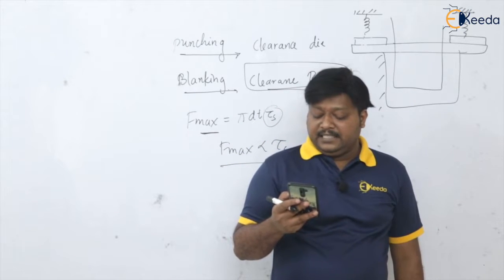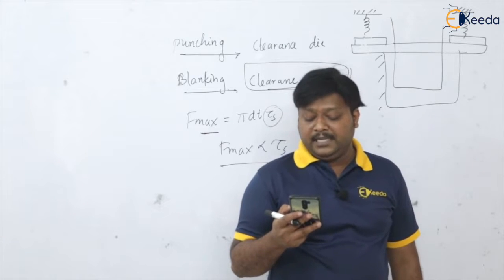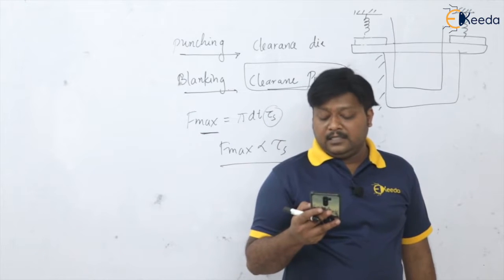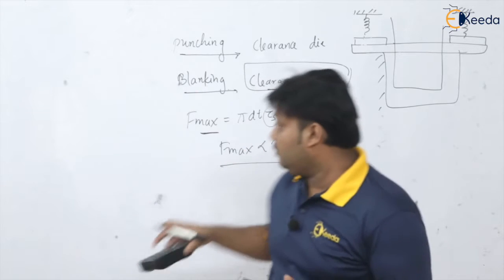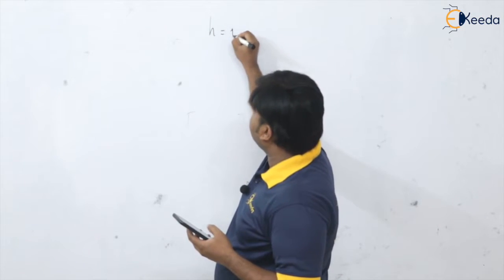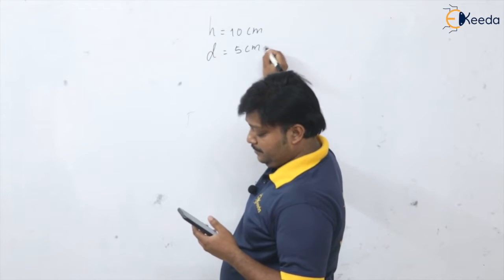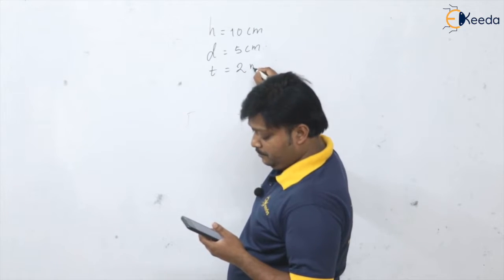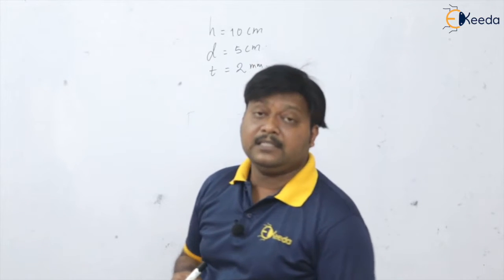A cup of 10 centimeter height and 5 centimeter diameter is to be made from a sheet metal of 2 millimeter thickness. The number of deductions necessary will be. Okay, let us solve this question. The height of the cup is 10 centimeter, the diameter of the cup is 5 centimeter, and the thickness of the plate is 2 millimeter. They are asking the number of deductions, or the number of passes.